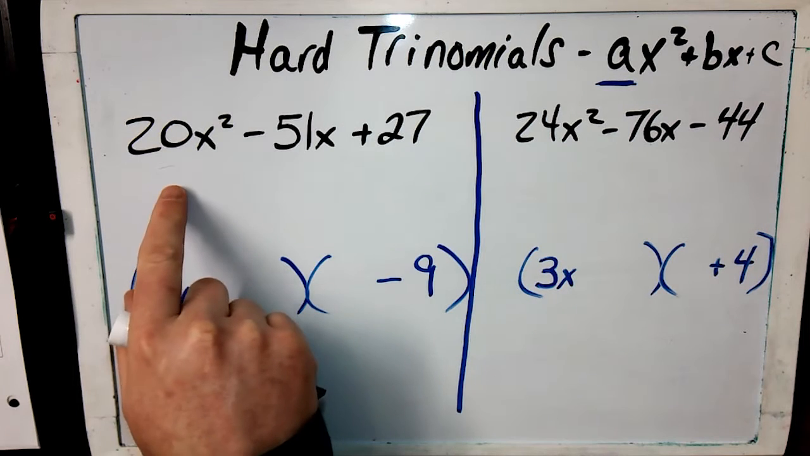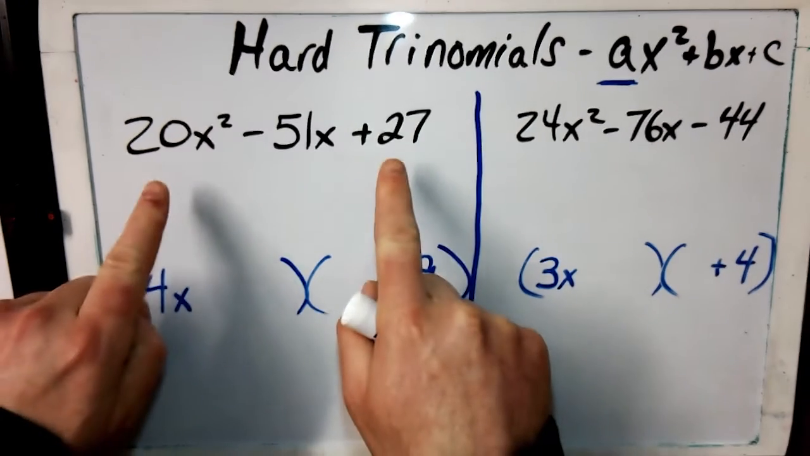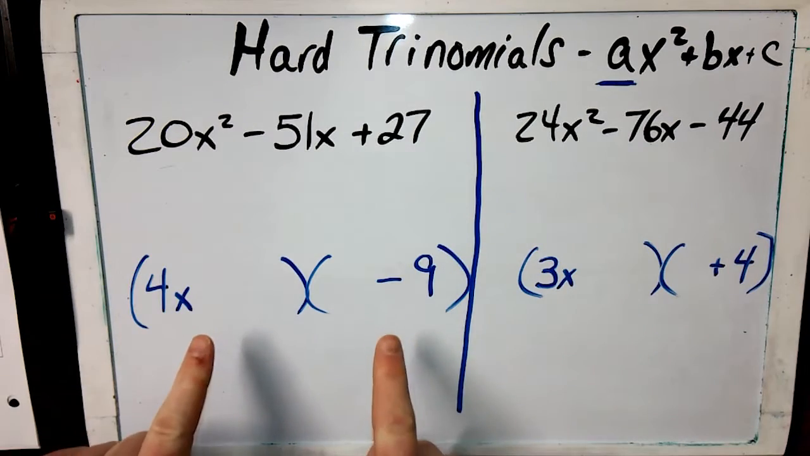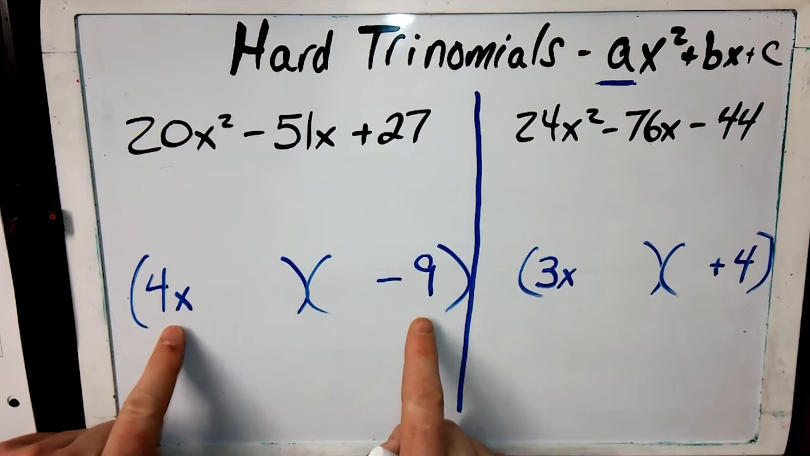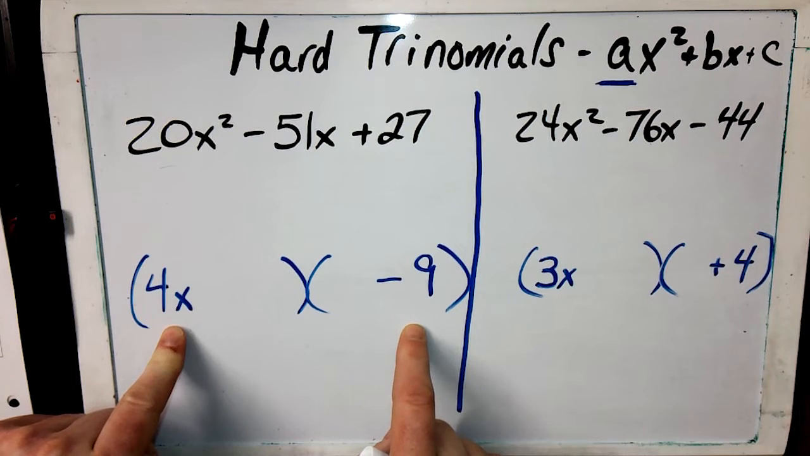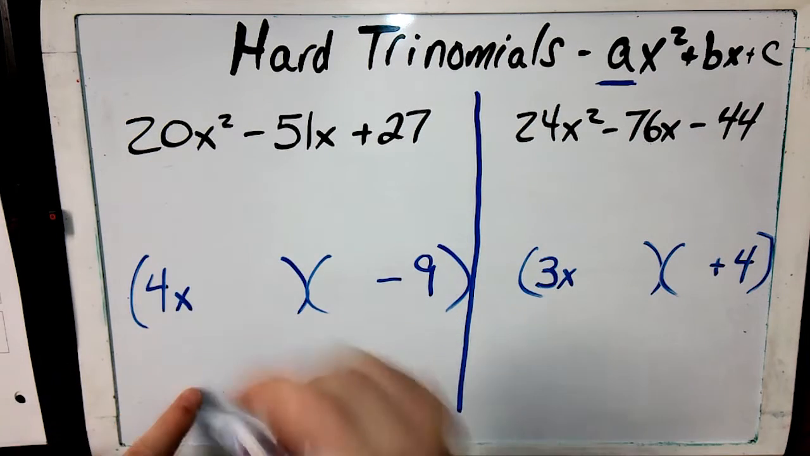So we always want to check for a GCF first, and if there is not a GCF, we've got to figure out how to take this trinomial and split it into two binomials. Now this one we've actually got some hints. We know that 4x and minus 9 are here. What we're going to do is this splits into the two terms.